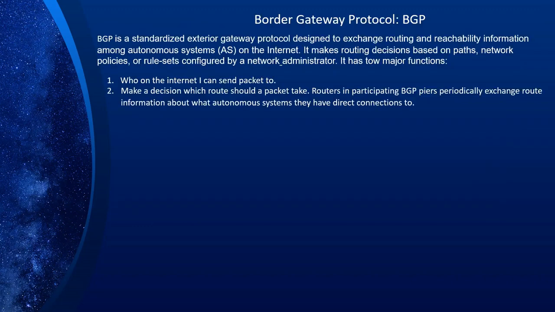BGP is a standardized exterior gateway protocol, which is designed to exchange routing and reachability information among autonomous systems on the internet. So the internet is run by BGP. BGP has really two functions, kind of an overview. One is who on the internet I can send a packet to. I, in this case, means a router. So a router then will know who on the internet I can send the packet to. And the second is to make a decision about which route the packet should take.